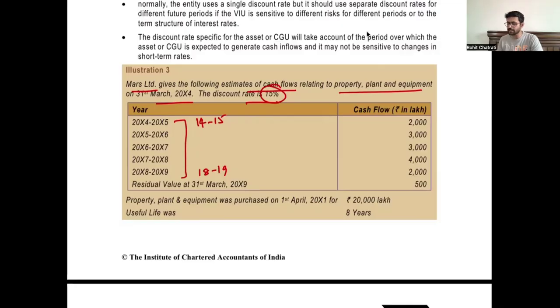This property, plant and equipment is expected to generate cash flow of 2000, 3000, 3000, 4000 and 2000 lakhs for the next 5 years.